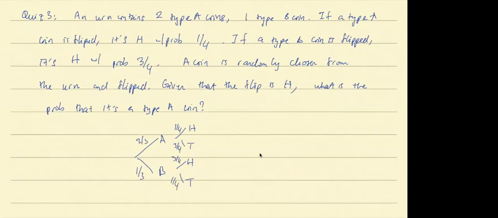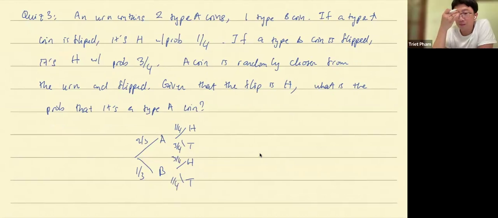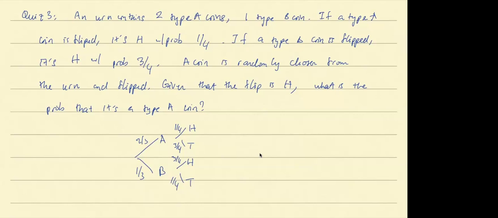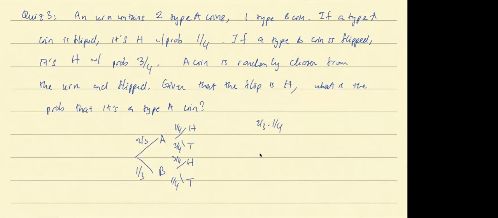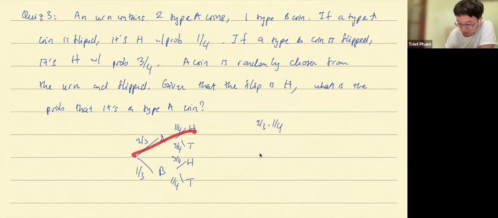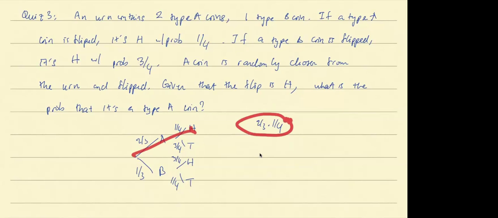And what's the answer here that we're looking for? The heads branch for A, which is 2/3 times 1/4. That's fine, it's just multiplication now. And can you say why multiplication here? What are we invoking? Because it's the probability of it being heads and coin A.